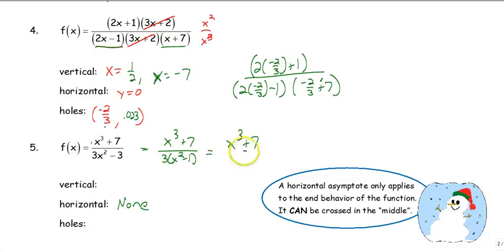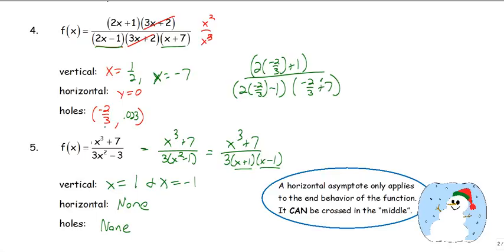And then finally, we have this. Do we have any holes? Anything canceling out here? I say no, so there are none. Vertical asymptotes are x equals 1 and x equals -1, because these are the two values that make the bottom 0. Okay? I know this is a long video, there's a lot in it, so just go through it.